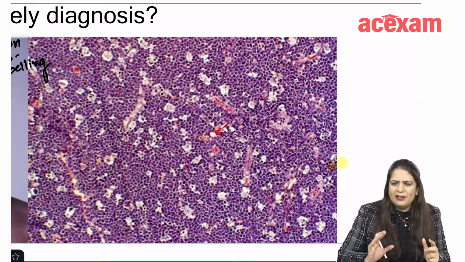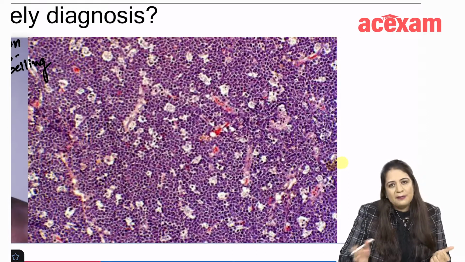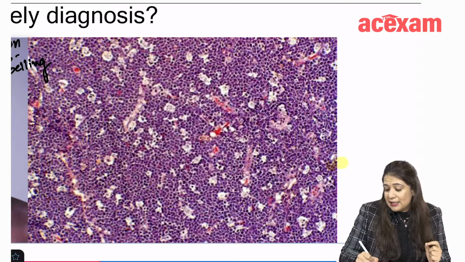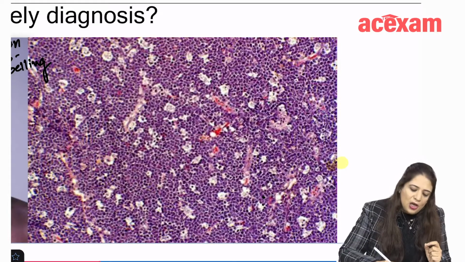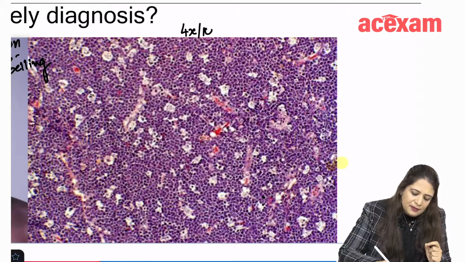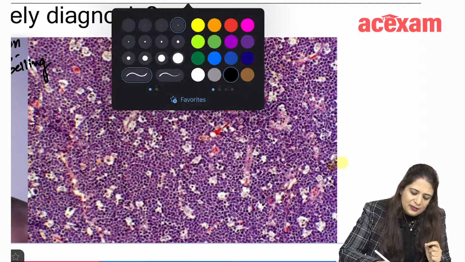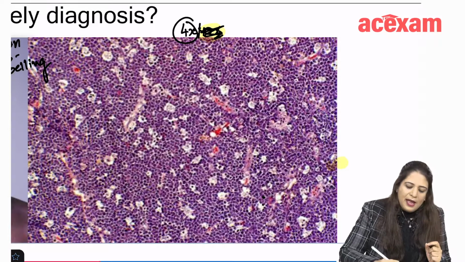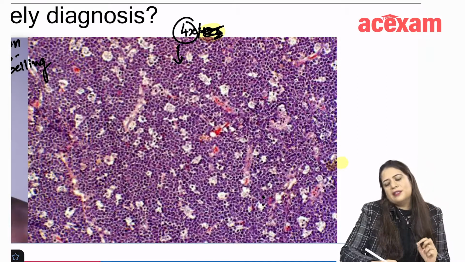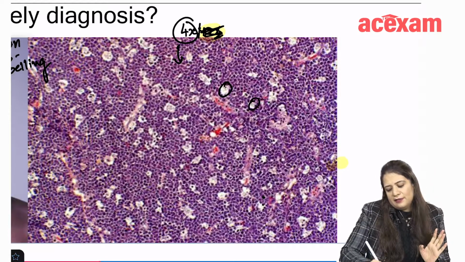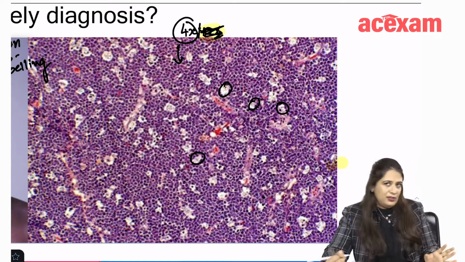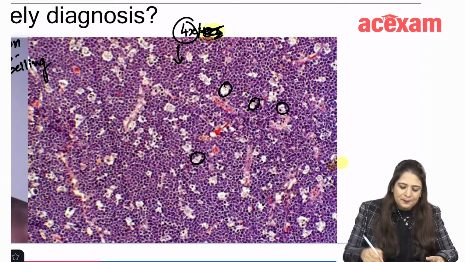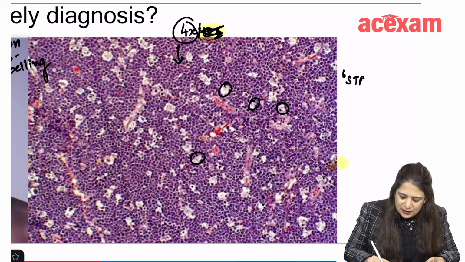Can you identify if this is a low power view or a high power view? I can't tell at this power which cells these are, can I? But I can say that this is a low power view, actually a scanner view, which is 4x, and it has been provided to you because this finding in itself is the one which will help you catch the diagnosis. And which is this finding? This finding is the starry sky appearance.